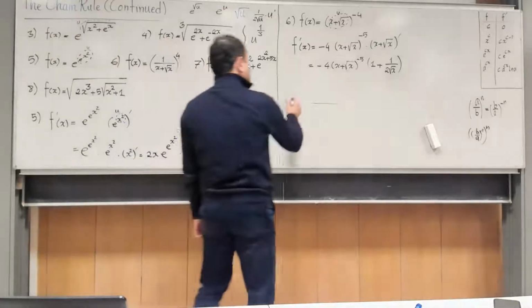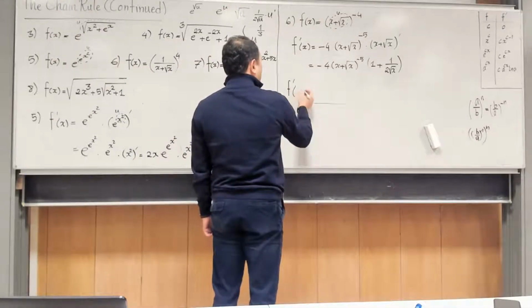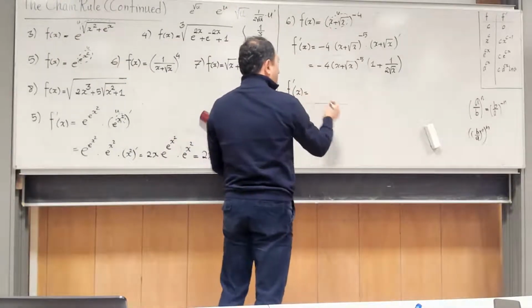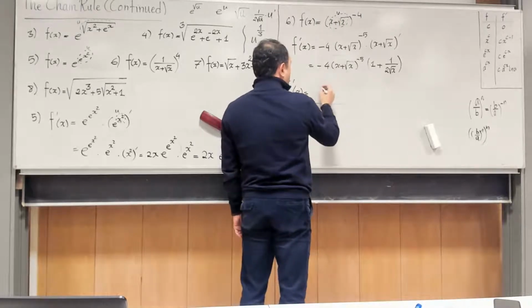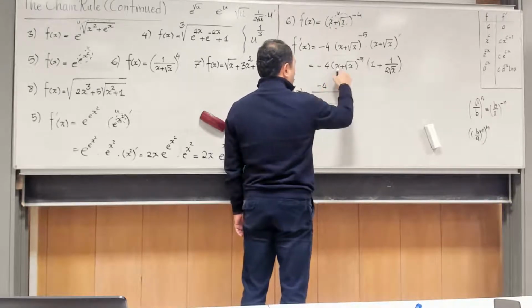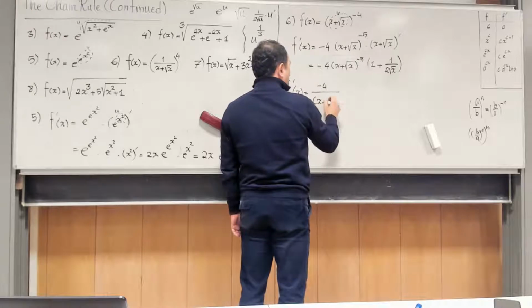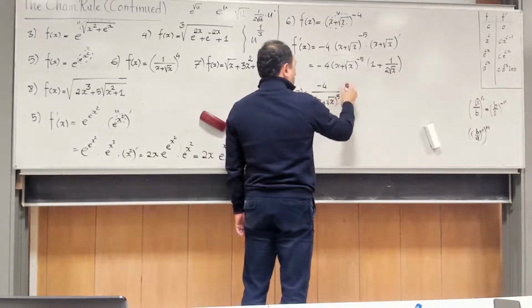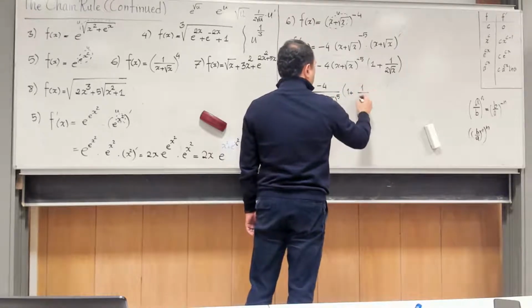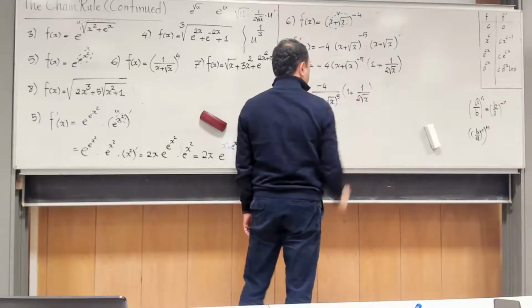But if you want, you can make it a little bit simpler. But you don't need to, of course, here. Let us not spend so much time. So I would say minus 4 in the numerator. I will take this to the denominator. And then you will have 1 plus 1 over 2 square root of x.